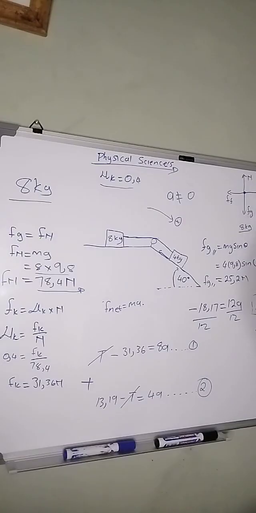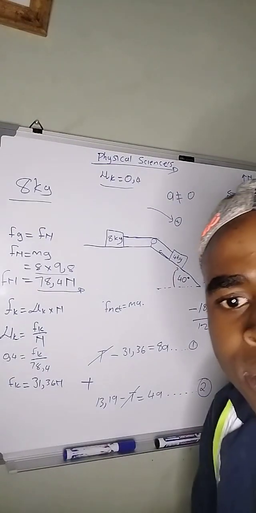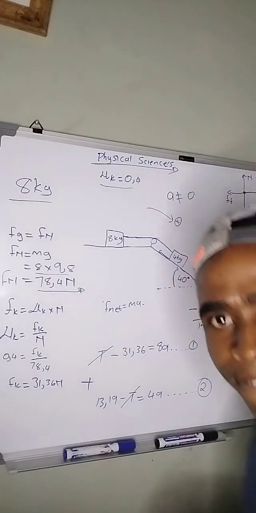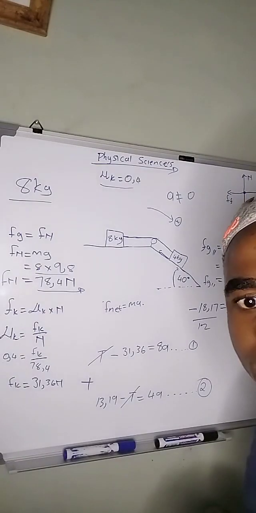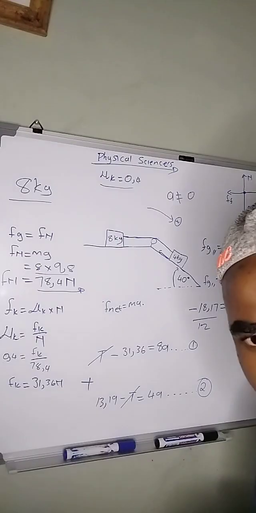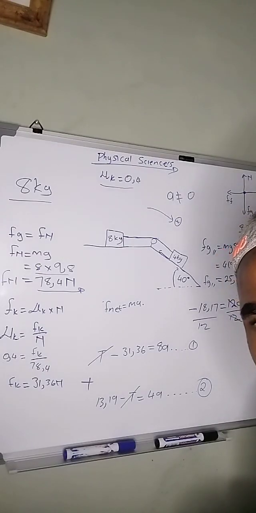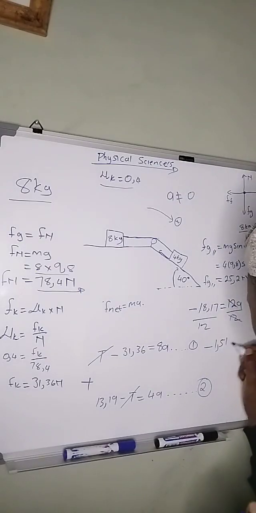Then acceleration is going to be how much? This and that will cancel each other. What is this going to be, guys? Yes, it's going to be negative 1 comma 51, which is going to be equals to A.